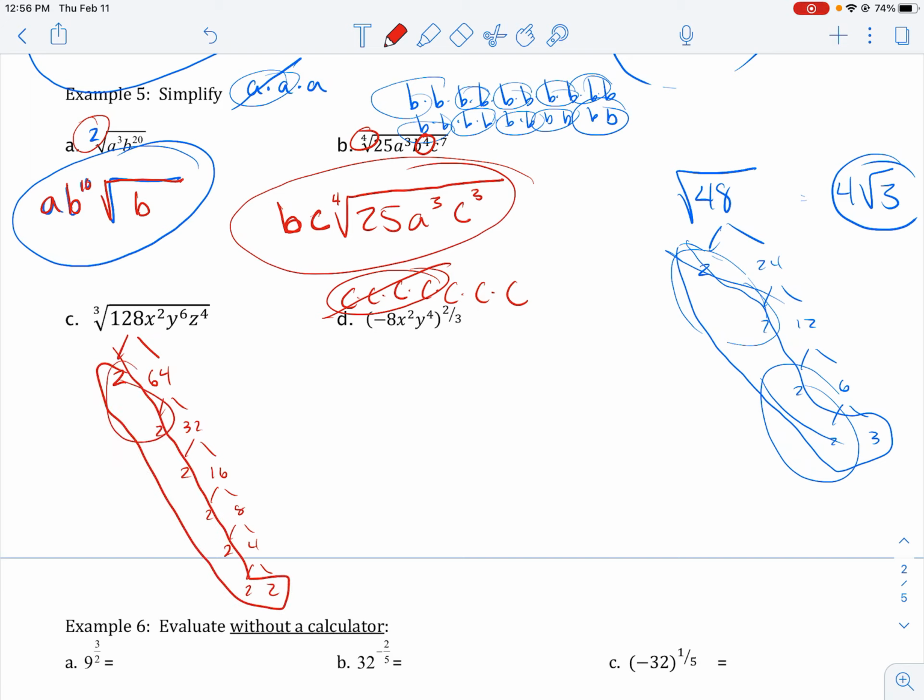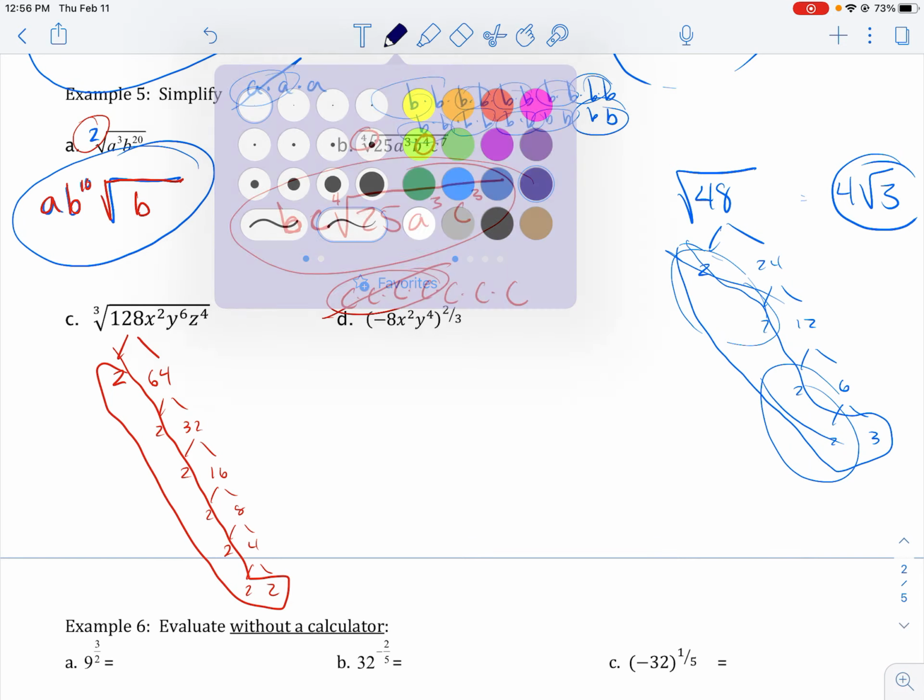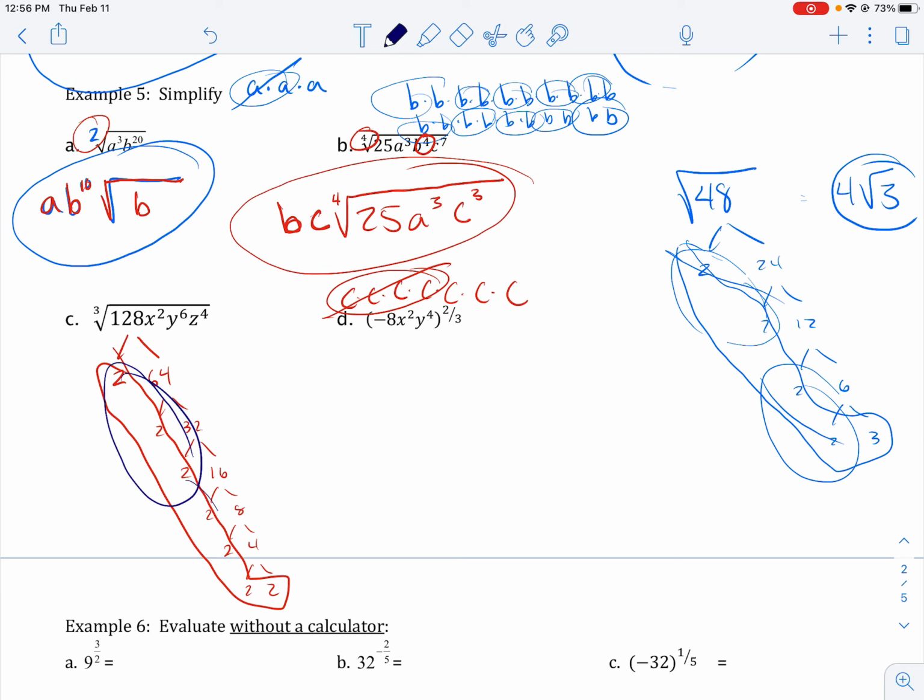Okay, so now we're not looking for pairs of 2. We're looking for pairs of 3. So let's circle our pairs of 3. 1 and 2. So I have 2 sets of 2 there. So I'm going to bring out 2 times 2, which would be 4. And then let's see what else we can bring out here.